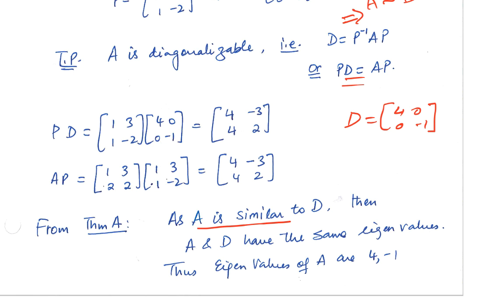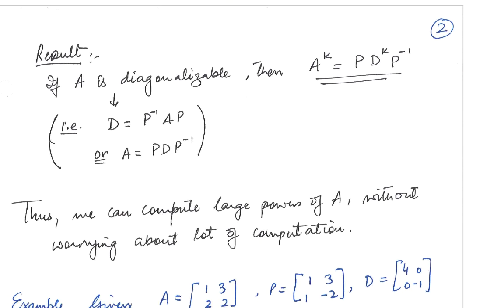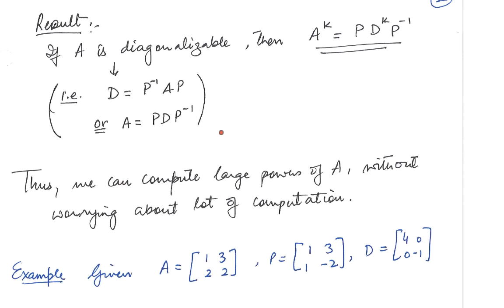A very important result: if a matrix is diagonalizable, there exists a diagonal matrix such that D equals P inverse AP. What is the main result? Suppose I want to find powers of this matrix A, suppose A to the power 100, or say A to the power 5. Let's start with A to the power 5.